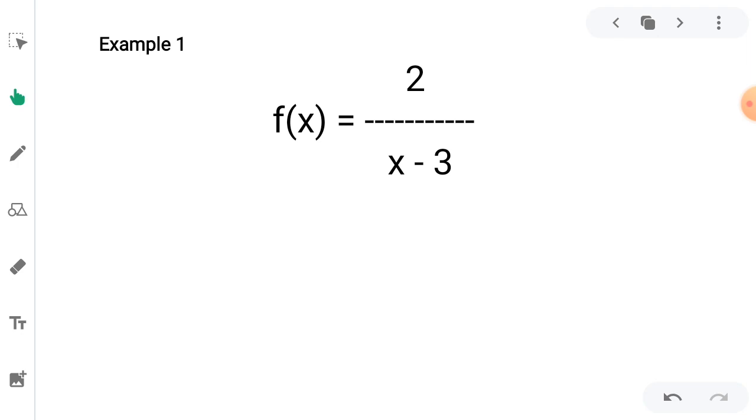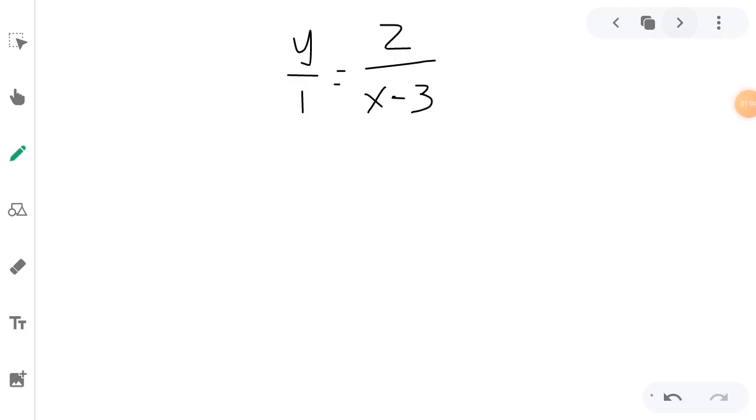So, for the previous video, diniscuss natin kung paano hanapin ang domain. This time, let's move on to getting the range of the rational function. In getting the range, we need to change the f of x into y. So, y is equal to 2 over x minus 3. The next step is we need to cross multiply. So, y over 1 is equal to 2 over x minus 3.